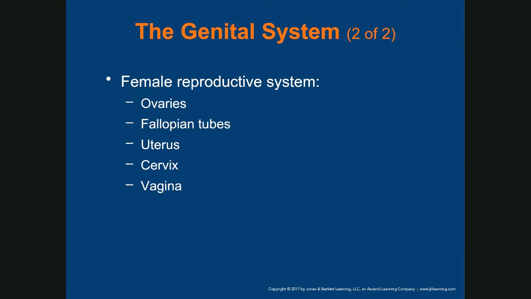The cervix is the passageway between the uterus and the vagina. The vagina is the outer portion of the female reproductive organ. And we'll leave it at that for now. We will go more into the female reproductive system when we look at obstetric emergencies.